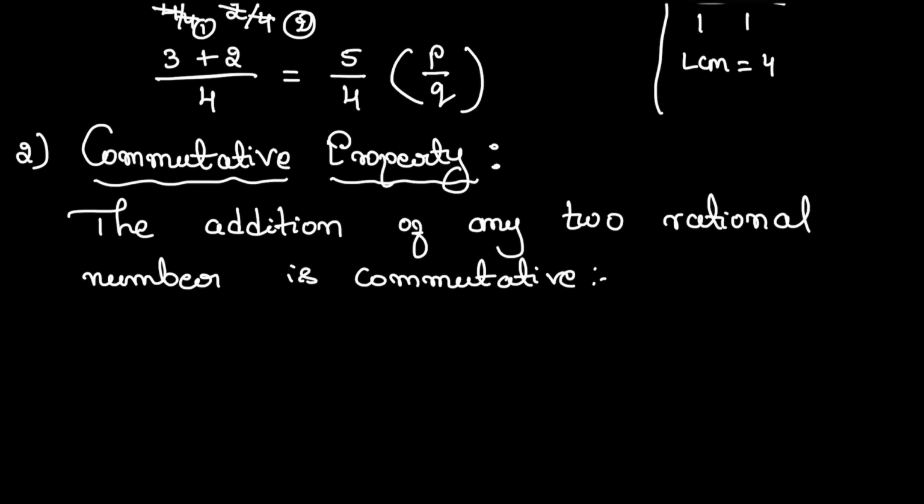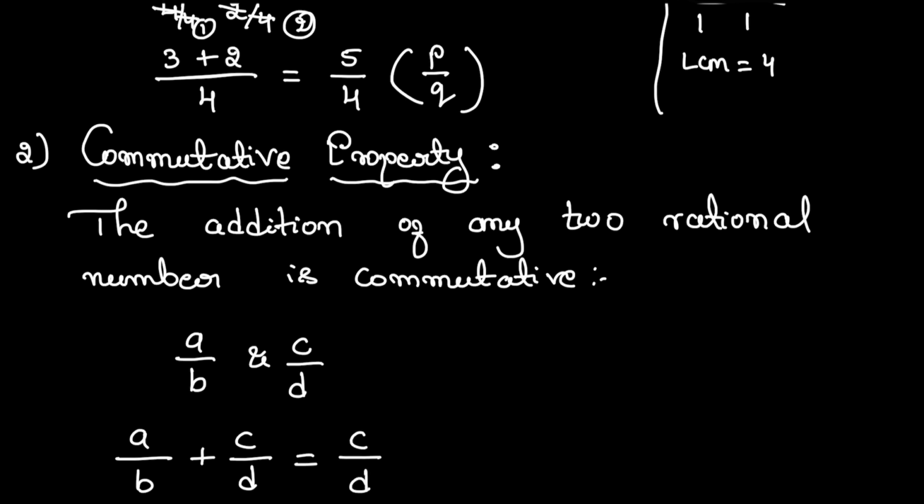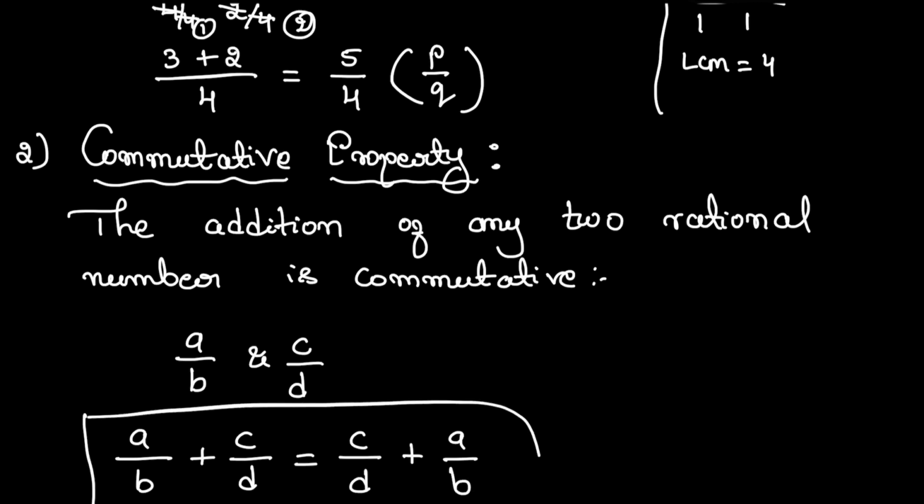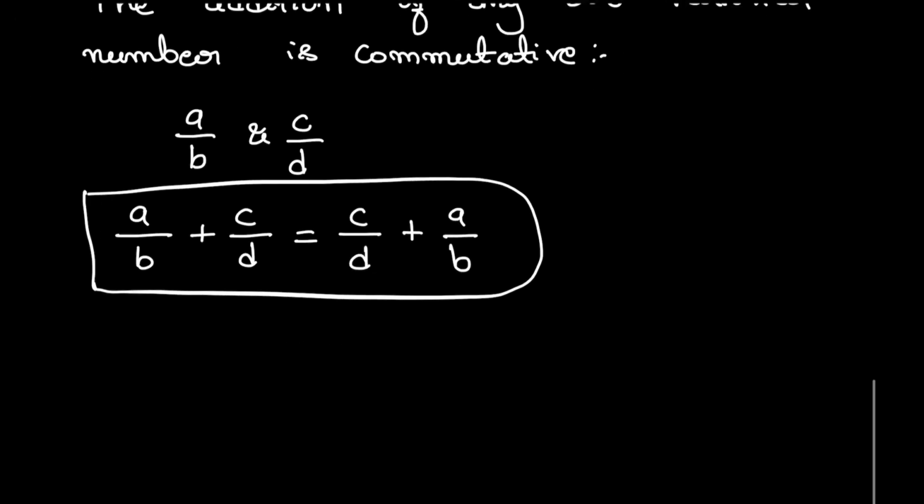For example, here we are going to generally consider a/b and c/d, two rational numbers. So addition of rational numbers: a/b plus c/d. Taking the reverse order, c/d plus a/b. This is the commutative property in rational numbers. Okay, now we'll take the examples.